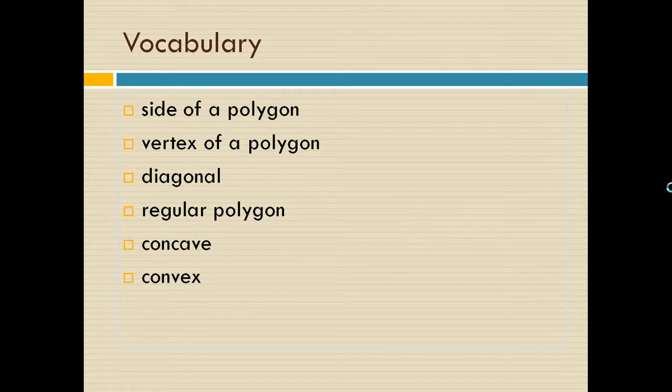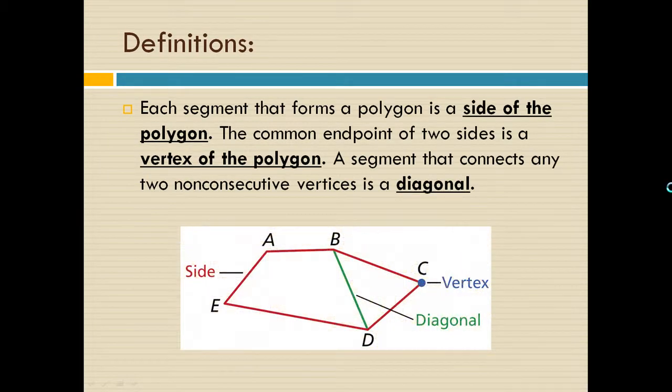Let's start with a definition. Each segment that forms a polygon is the side of a polygon. They're marked in red. The common endpoint of two sides is a vertex, and that is the dots in blue and all of the little labeled vertices. A segment that connects any two non-consecutive vertices is a diagonal. That would be in green. Other diagonals of this polygon would be AC, CE, BE, and CE.